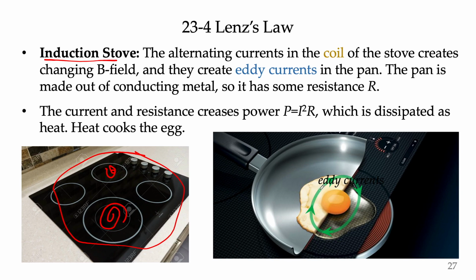They would create eddy currents, and because now there are currents in the pan, but the pan also has some resistance, right? And that resistance creates some power. It's related to resistance and the current, which is dissipated. That power is dissipated as heat, and the heat cooks the egg. So this is basically, again, using eddy currents and magnetic field to cook food in the kitchen.